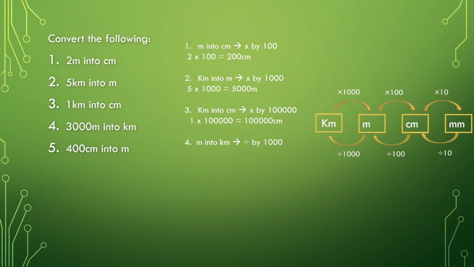Number 4, we want to go from 3,000 meters into kilometers. So I'm going from meters to kilometers here, so I'm going backwards. So I need to divide. And so I've got 3,000 meters. I'm dividing that by 1,000. I get 3 kilometers. And similarly in the last one, I want to go from 400 centimeters into meters. So from centimeters into meters, we divide it by 100. I've got 400 of them, so I need to do 400 divided by 100. And that gets me 4 meters out as my answer at the end.